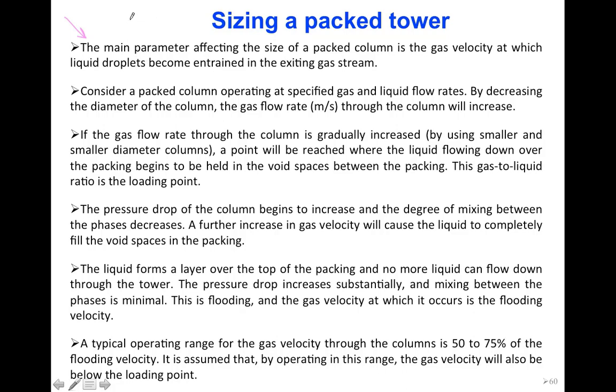so we learned how to find the number of equilibrium stages that we have in the column. And now we are going to talk a little bit about how to find the diameter and the height of a packed column, which is another important design parameter.